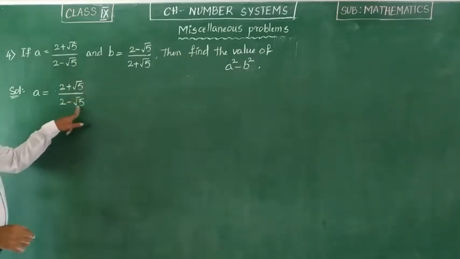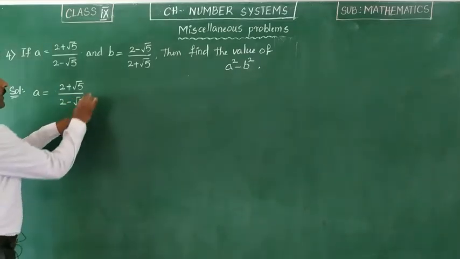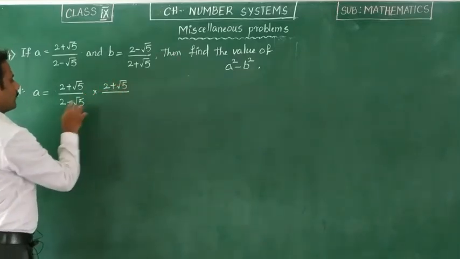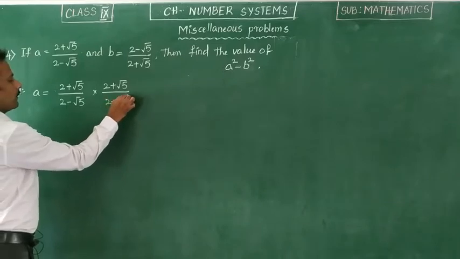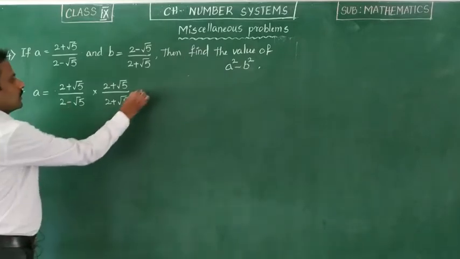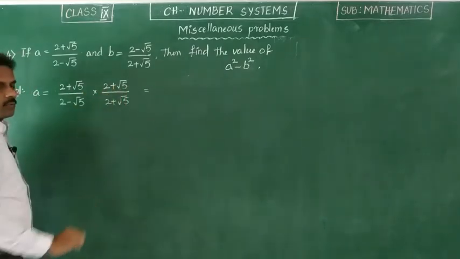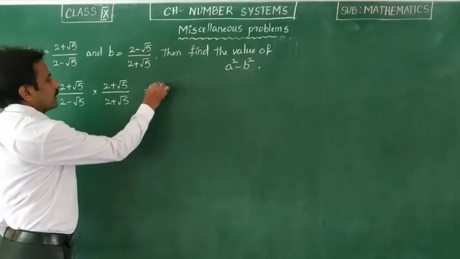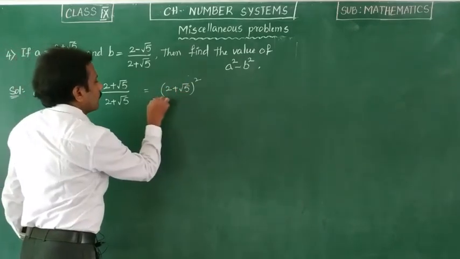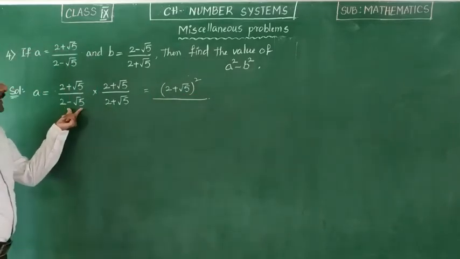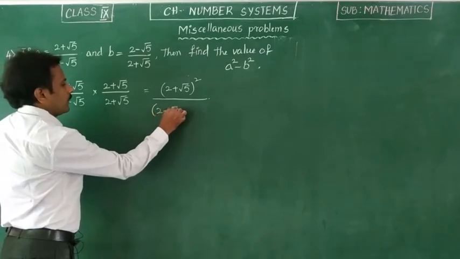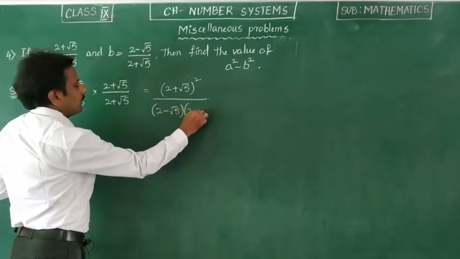The rationalizing factor of 2 minus root 5 is 2 plus root 5. So we need to multiply both numerator and denominator by 2 plus root 5 by 2 plus root 5. So now you can check each one is the rationalizing factor of the other one. So it is 2 plus root 5 into 2 plus root 5, like a plus b into a plus b. So we can write (a plus b) whole square, whereas the denominator part is 2 minus root 5 into 2 plus root 5.